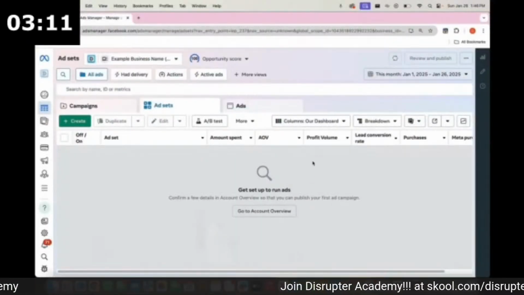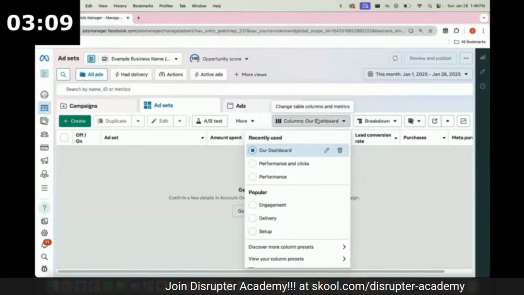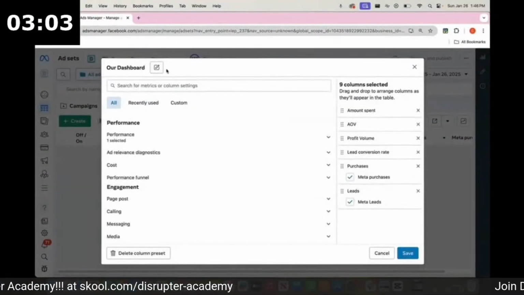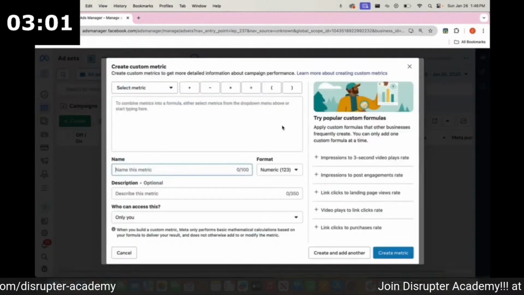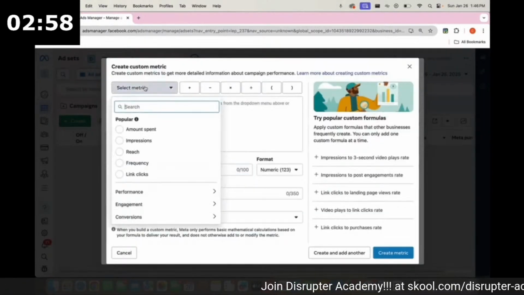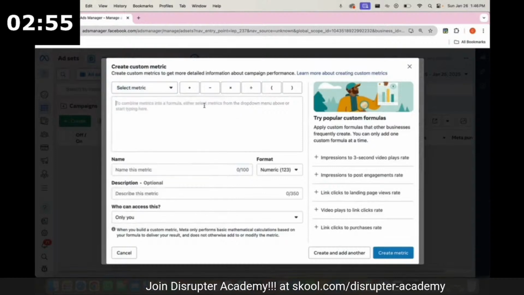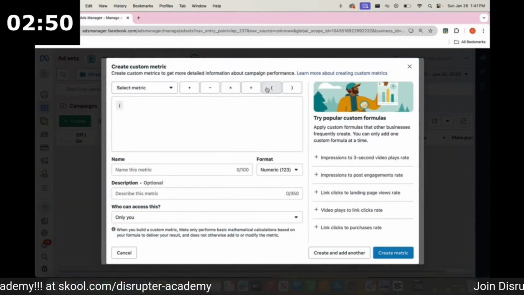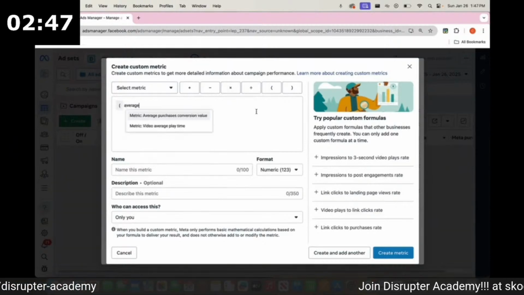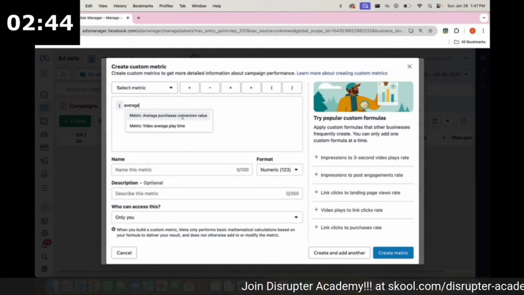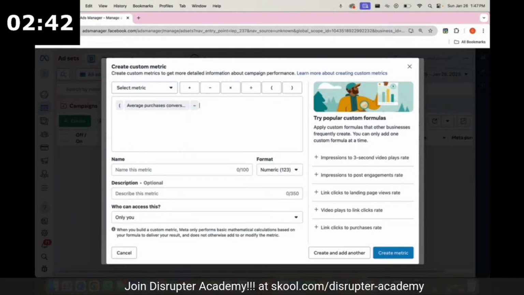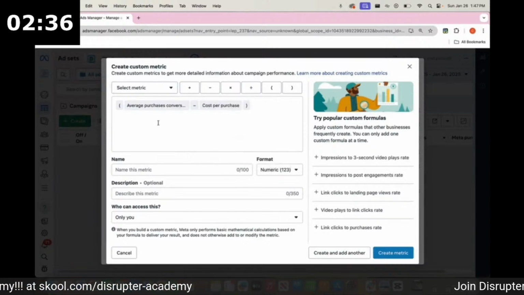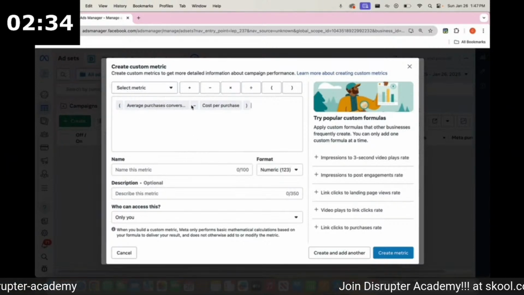Okay, so now let's go ahead and make this metric. What we can do is go to our custom columns, scroll down, customize, and then in here, go to custom, create custom metric, and we can either go up to select metric, or we can just start typing. What I'm going to prefer to do here is hit parentheses, and hit an average. This will give us average purchase conversion value minus, let's go purchase, and we can see cost per purchase. Now, this right here gives us our gross profit per transaction.